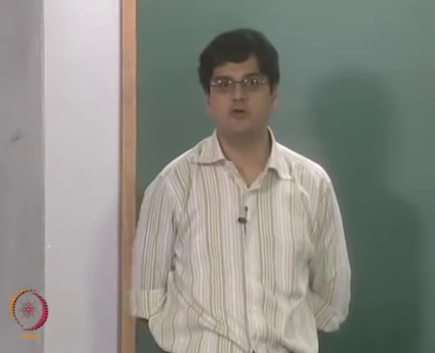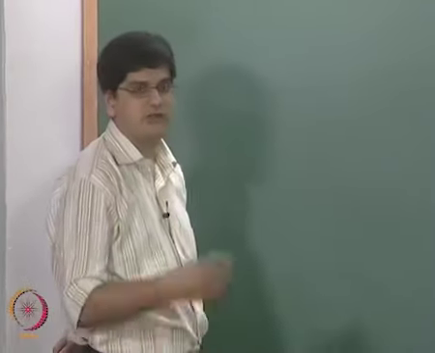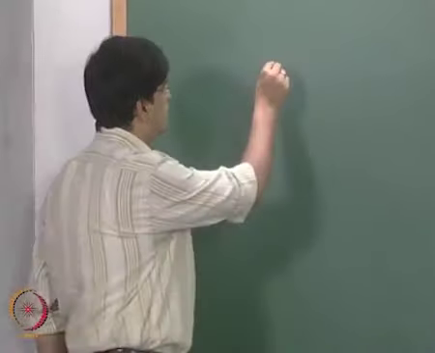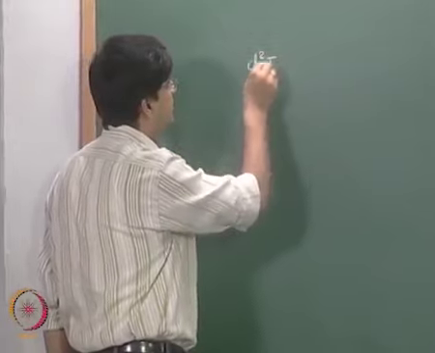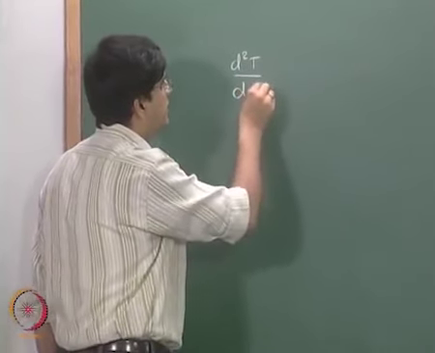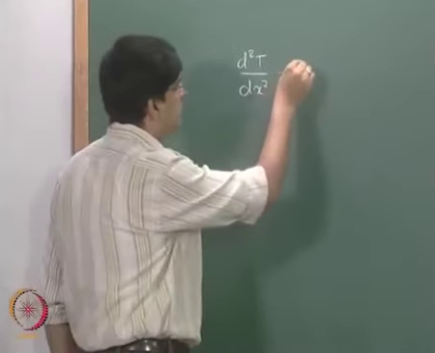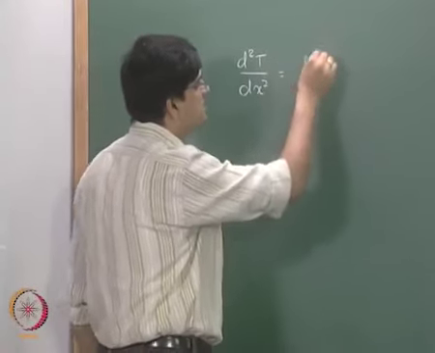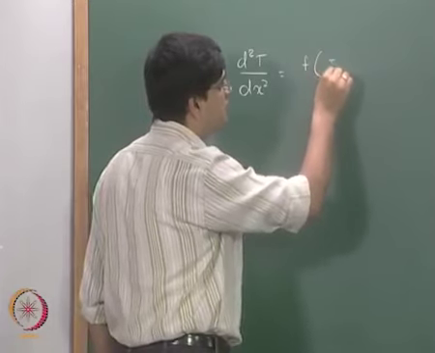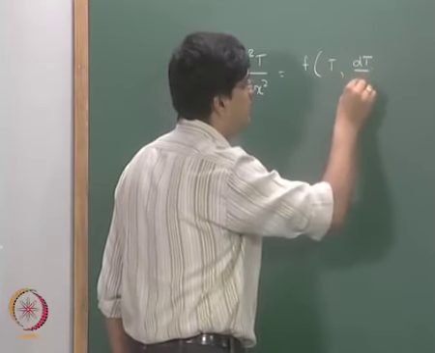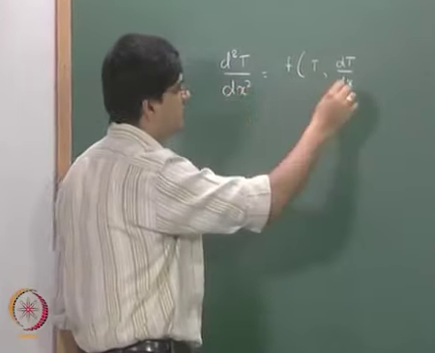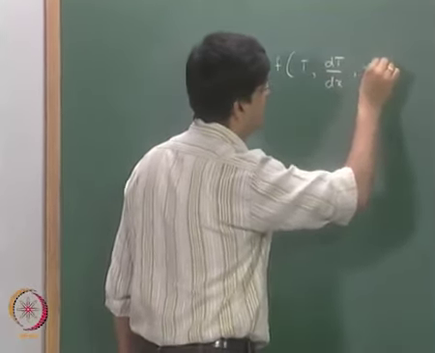Hello and welcome to lecture 3 of the module on ODE boundary value problems. The type of problems that we have been solving in this module are, for example, heat conduction in a rod, where the problem we ended up with was d squared T by dx squared equal to some function of T, dT by dx, and x.